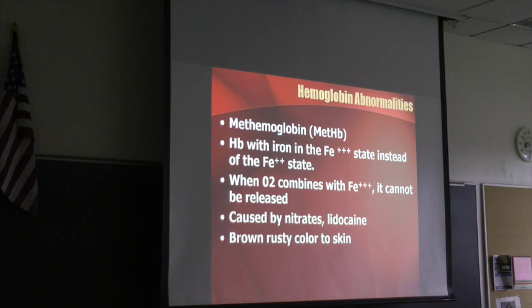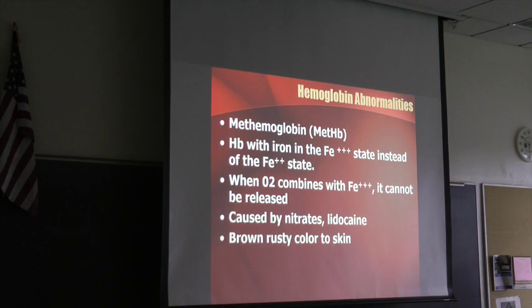So the problem with hemoglobin being in the ferric state is that once oxygen combines with this, it cannot be released. So that becomes a permanent fixture of oxygen with hemoglobin. Right, so why does this happen? Well, it's caused by nitrates. So if you cook your steak on a grill, and all the nitrates from the charcoal go up into your steak and you eat that steak, you've got a lot of nitrates in your blood, it's going to cause your methemoglobin to go up.